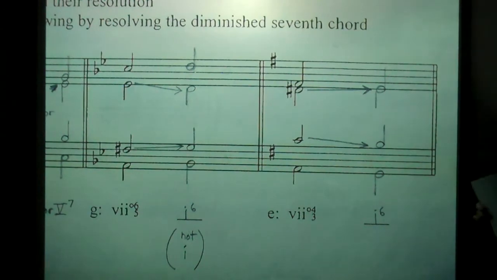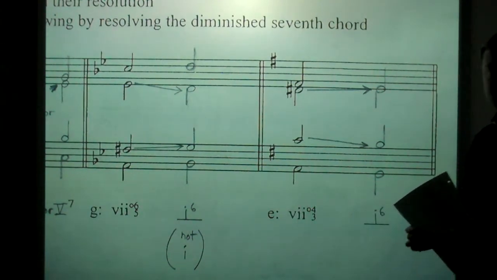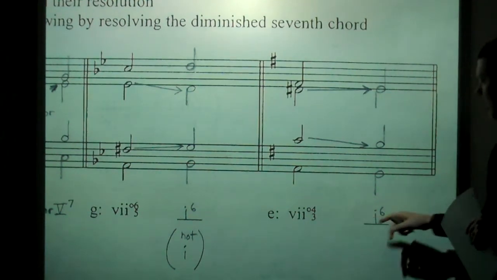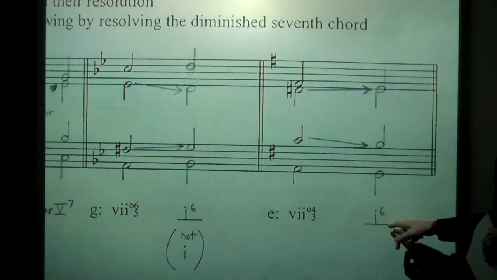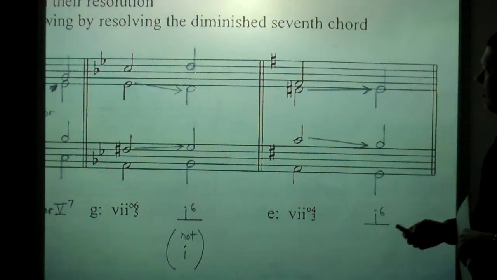Going to the last example in this section, E minor is the key. I have a 7 fully diminished 4-3, and 7-4-3 needs to go again to a first inversion tonic. That's why I have 1-6 here. The two tendency tones of my leading tone 7th chord.